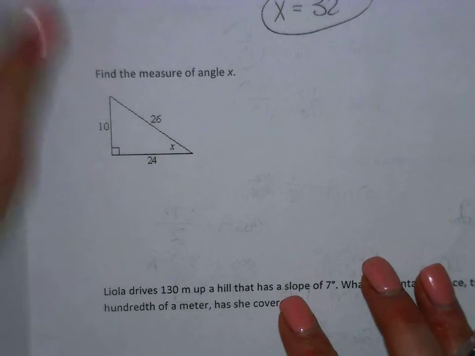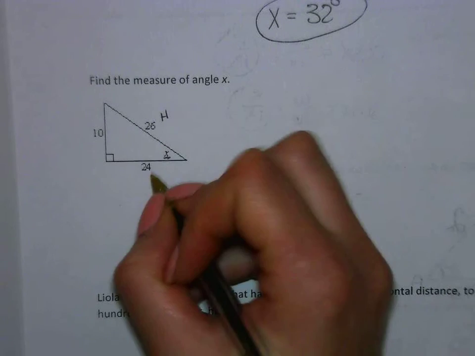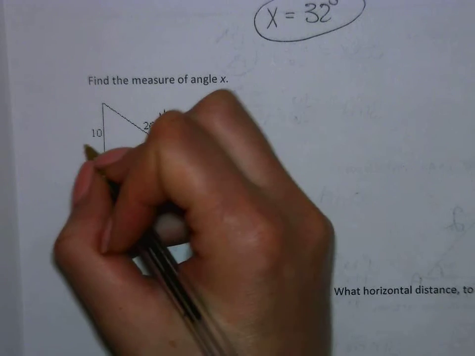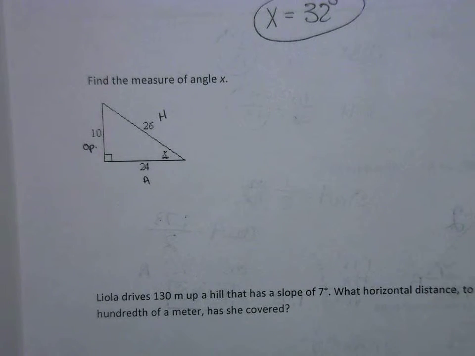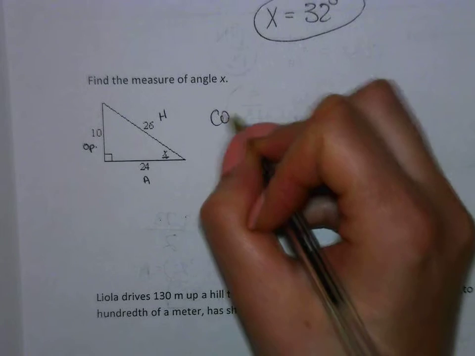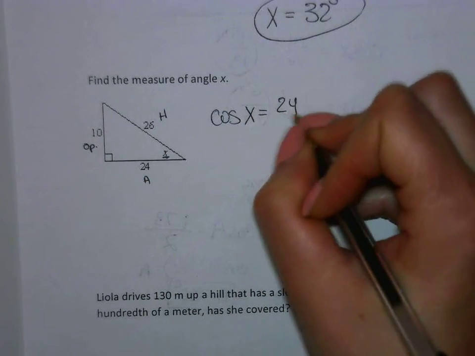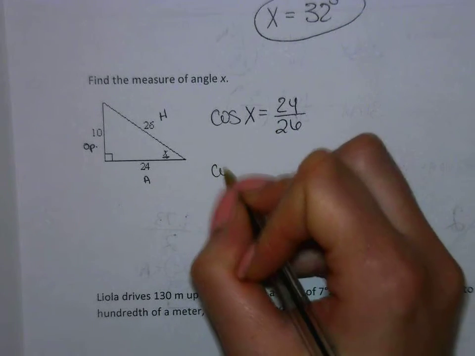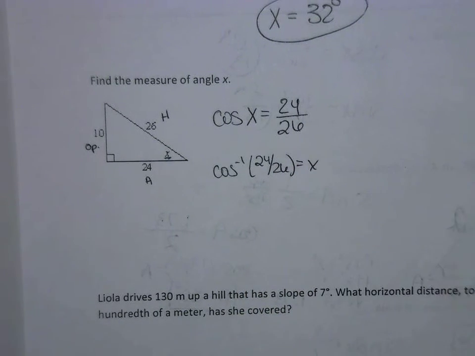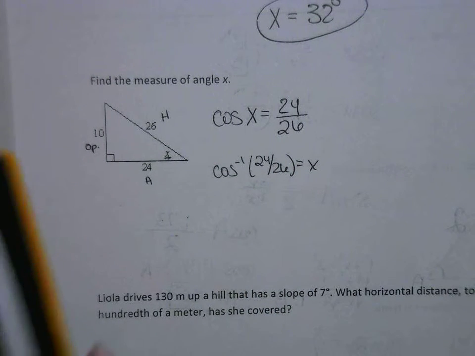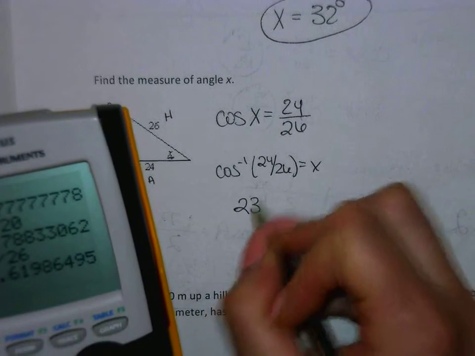So here, if we want to find the measure of angle x, 26 is our hypotenuse, 24 is the adjacent leg, and 10 is the opposite leg. Here we can use either sine or cosine, so let's look at both. Let's start with the cosine of x, which is the adjacent over the hypotenuse, so it's 24 divided by 26. So we're finding the inverse cosine of 24 divided by 26 to find that degree. The inverse cosine of 24 divided by 26, to the nearest degree, is 23 degrees.